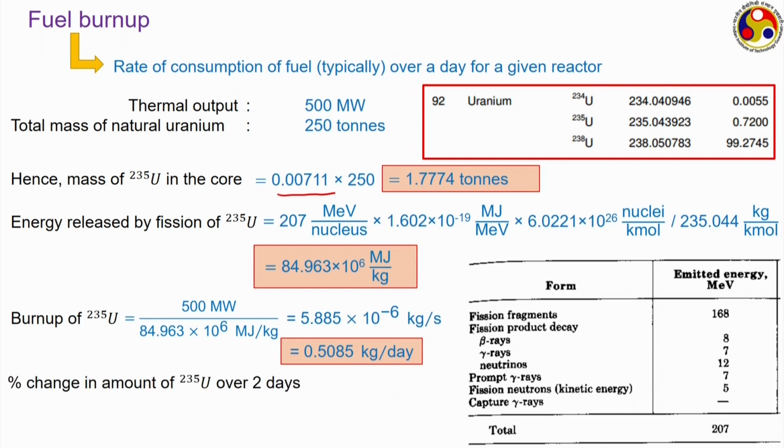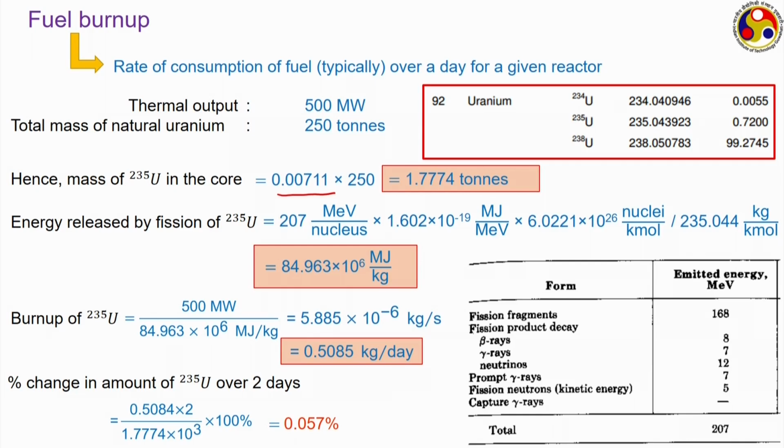So, if we want to calculate the percentage change in the amount of uranium-235 inside the reactor over a period of 2 days, we can take the amount of fuel consumed in a single day, multiplied by 2, divided by the total mass available. That gives just 0.057%, less than 0.06% change in fuel mass over a period of 2 days, and that is why we can neglect this depletion of fuel mass in short or intermediate time problems.